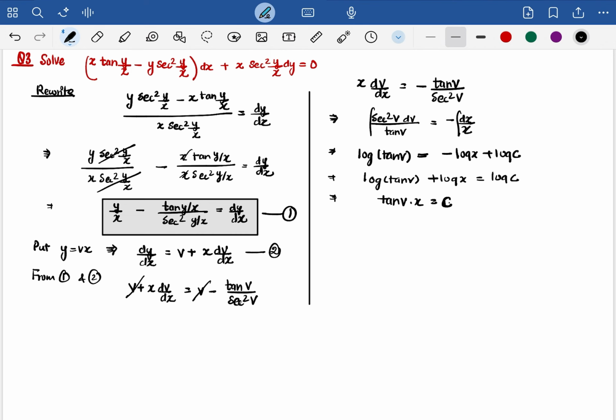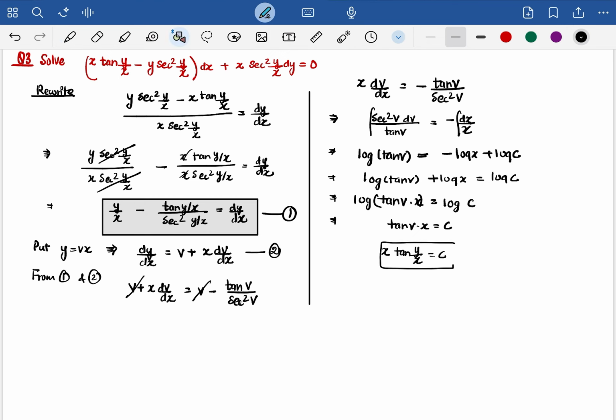Or you can add one more step, that is log of tan v x is equal to log of c, and take the anti-log. Can we say tan v into x is c, and put the values of v. So this is your final solution.